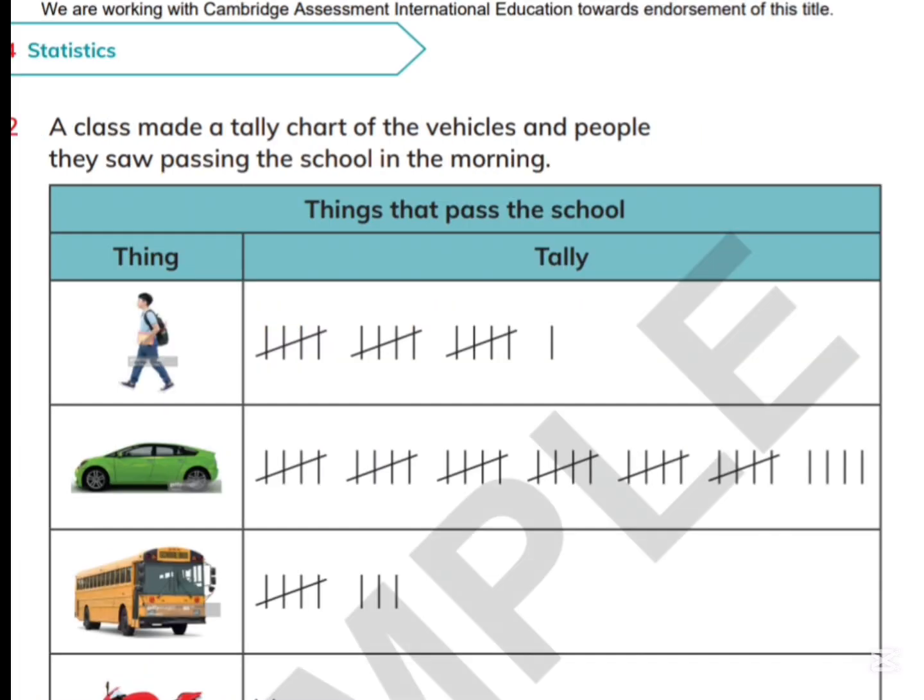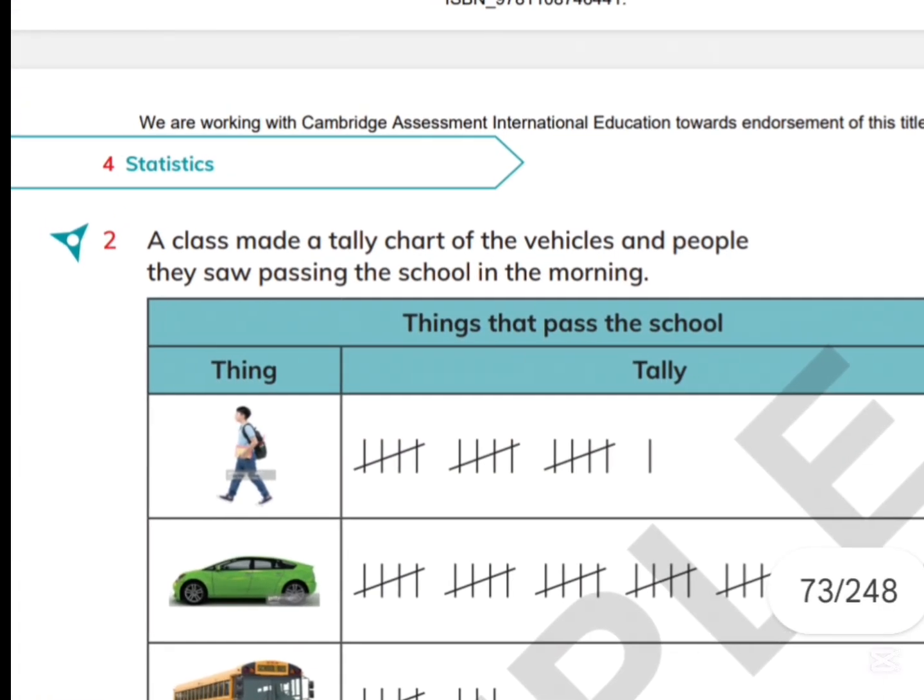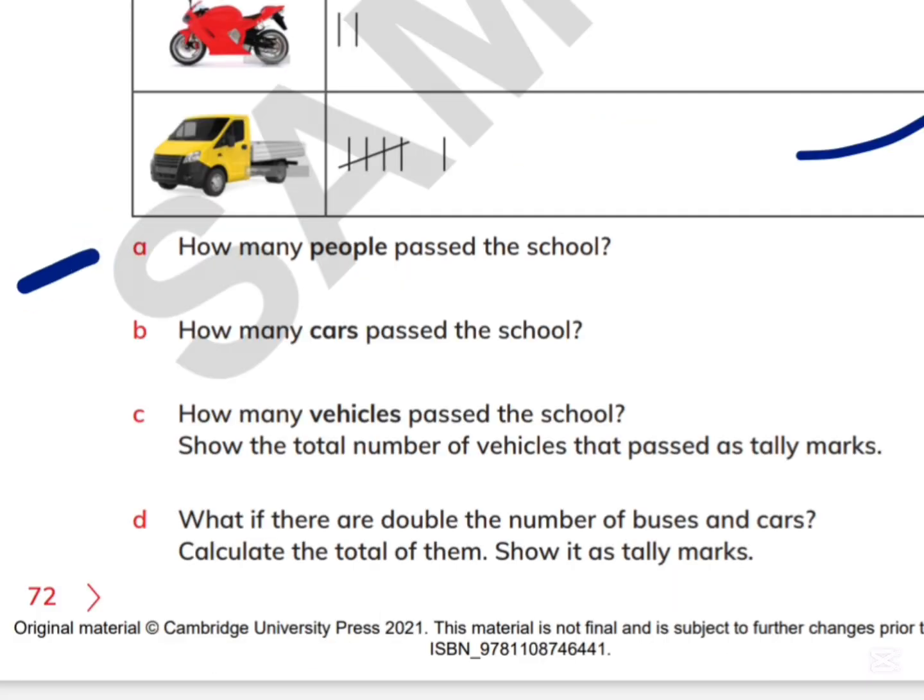This is page number 72. What is question number 2? Question number 2. A class made a tally chart of the vehicles of the people passing by the school. Alright, we have made the tally chart already. What we have to do is solve this question, A, B, C, D. Okay, and this is again very easy.